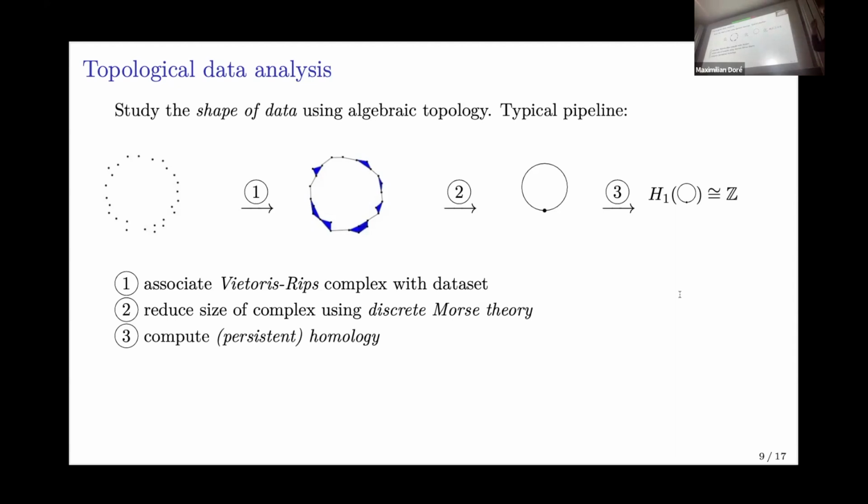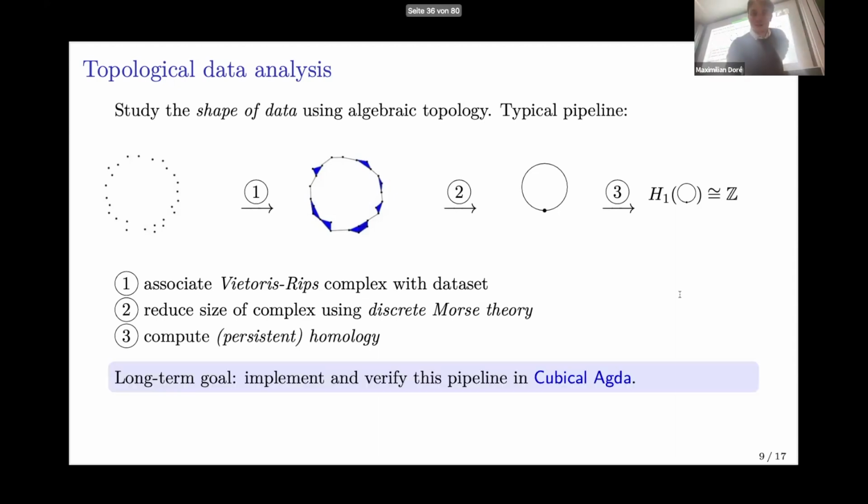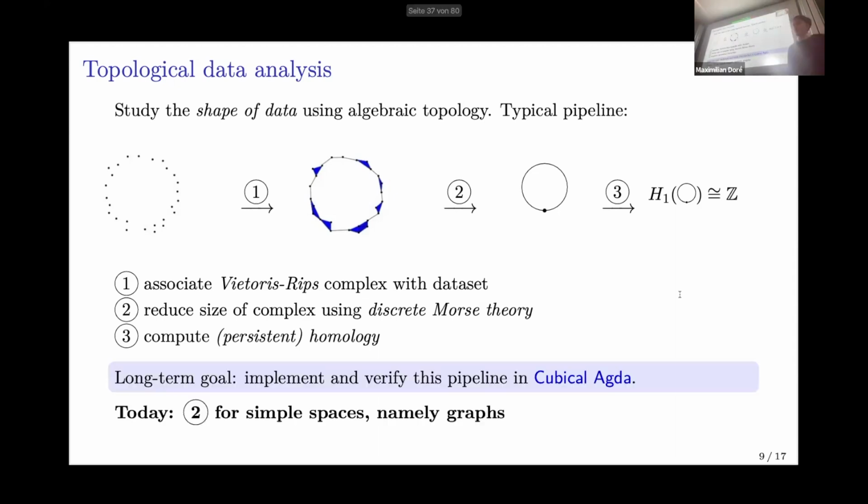Unfortunately, I won't go into this because we haven't really incorporated this yet into the formalization, but this is another crucial method. Discrete Morse theory and persistent homology are the two central methods of TDA. We will only talk about discrete Morse theory today.